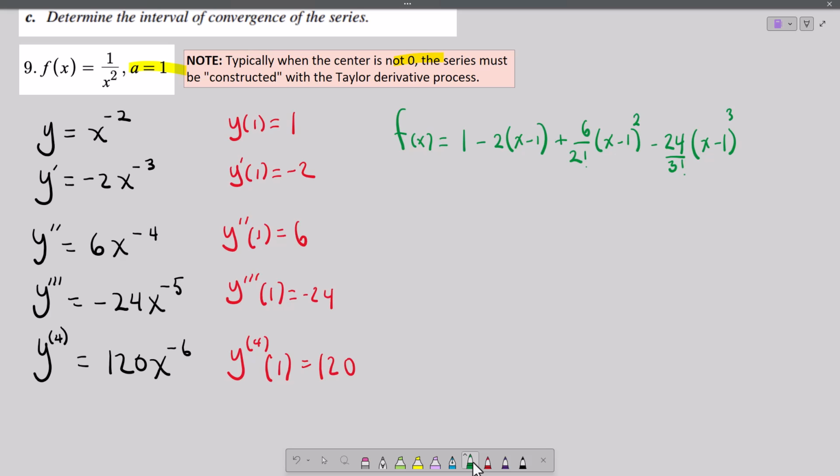We're not done. We're finding a series, so we do this. Now we've just found the series. So that's the only difference from Tuesday. Plus, dot, dot, dot.